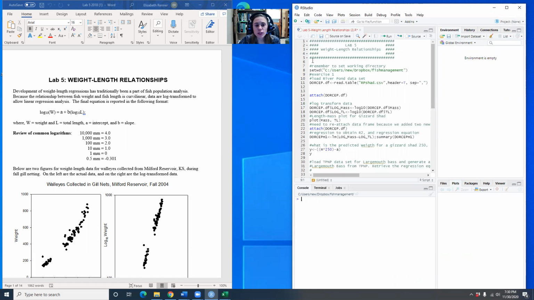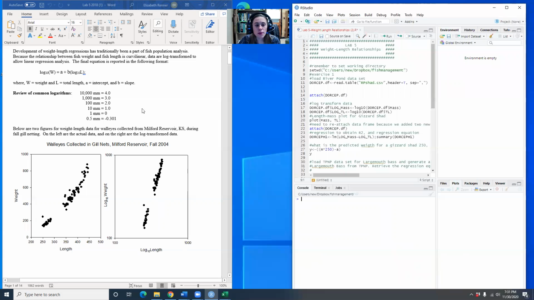The final equation that we report is in the following format: log 10 of weight equals A plus B times the log 10 of length, where W equals the weight, L equals total length, A is an intercept, and B is your slope. And here's a review of your common logarithms to give you some estimates.